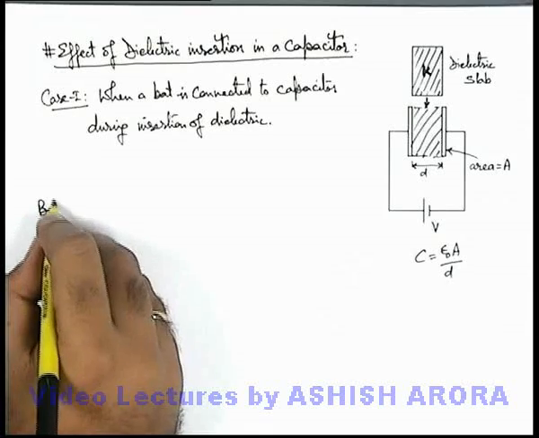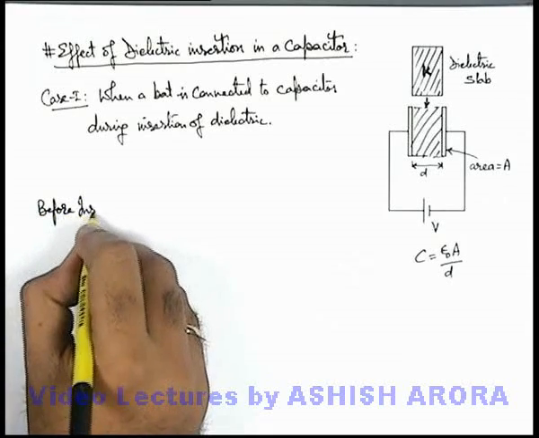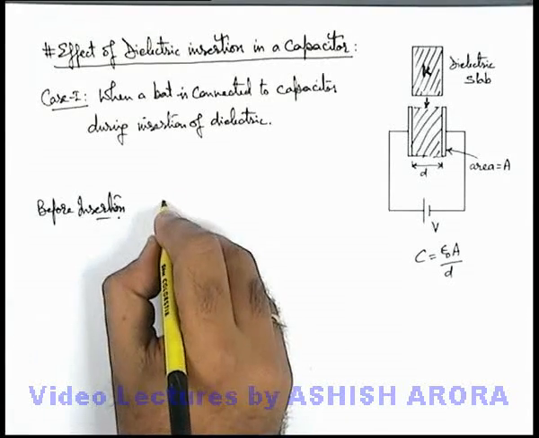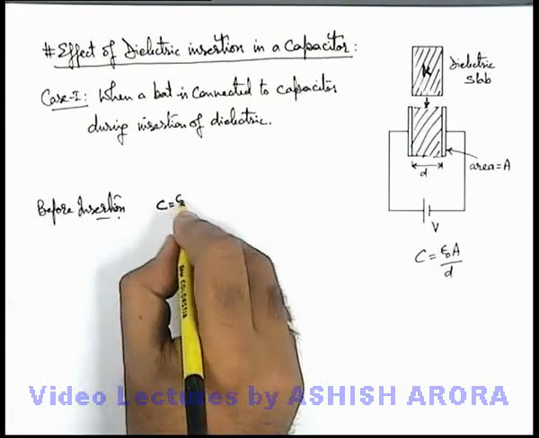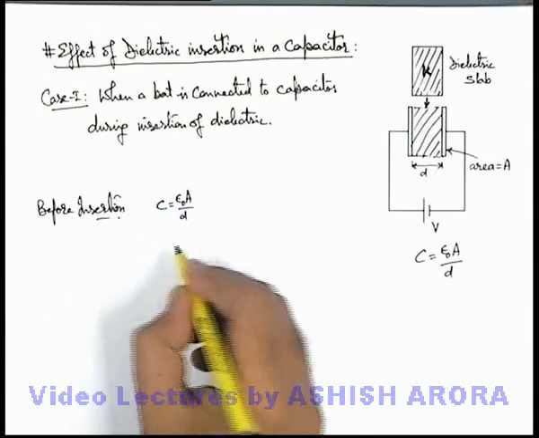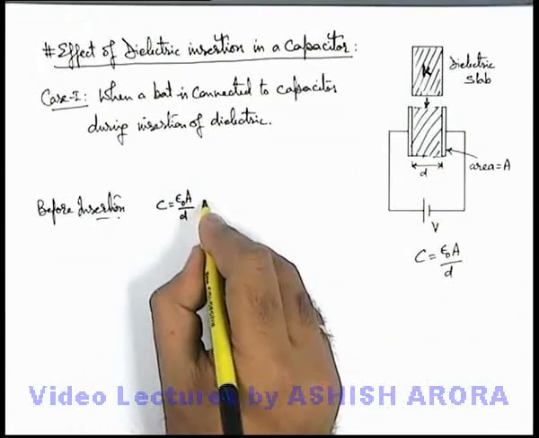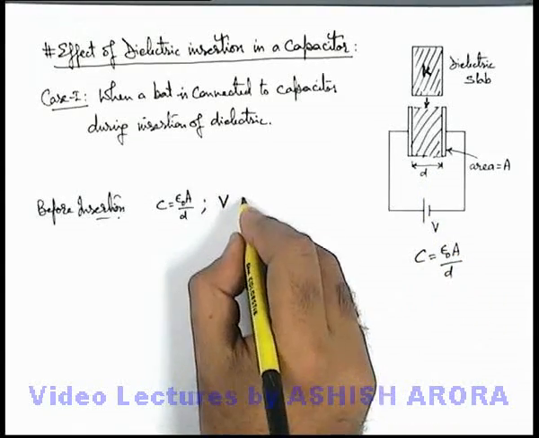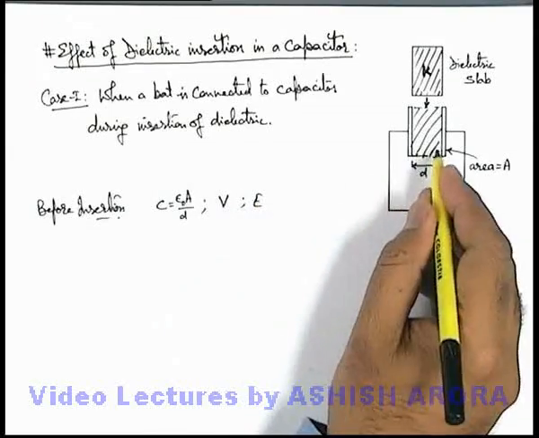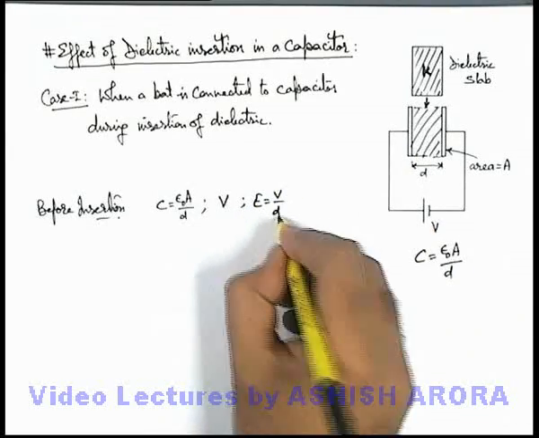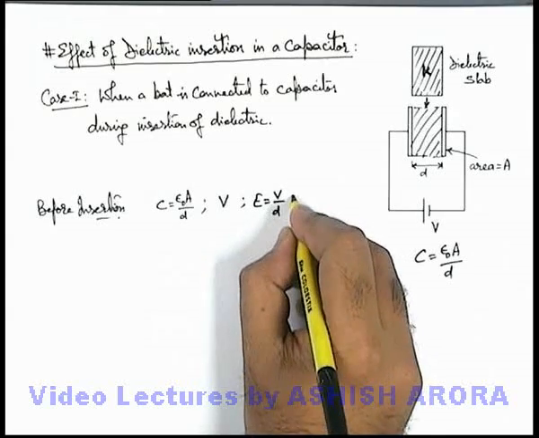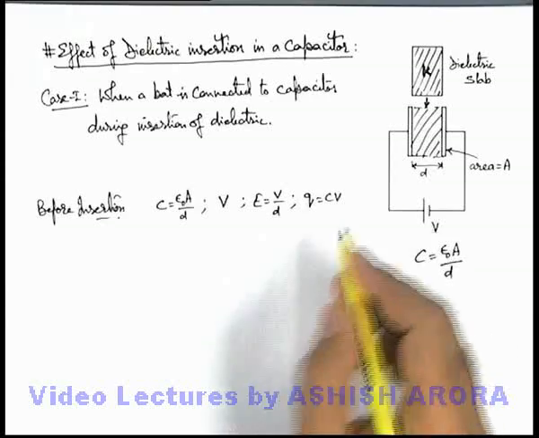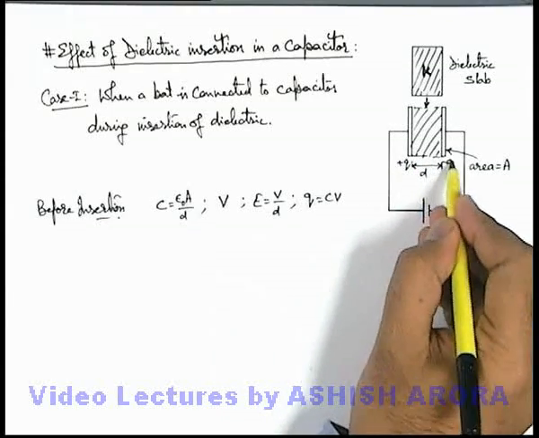Like if we talk about before insertion of dielectric, the capacitance of the capacitor, we know it was epsilon naught A by D. If we talk about the potential difference across the plates, this potential difference was V, which was maintained by the battery. The electric field between the plates of capacitor, we can write it V by D. If we talk about the charge on the capacitor, it was Q, which can be written as CV, which is the charge plus Q and minus Q on the plates.